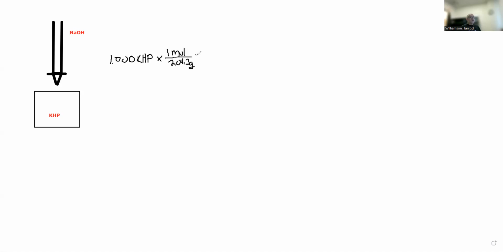From the balanced chemical equation, you know that it takes 1 mole of KHP to titrate 1 mole of sodium hydroxide. I should have KHP here, and sodium hydroxide here.